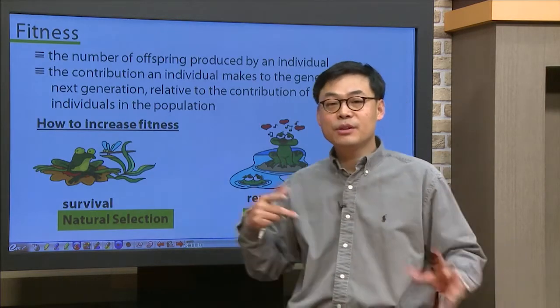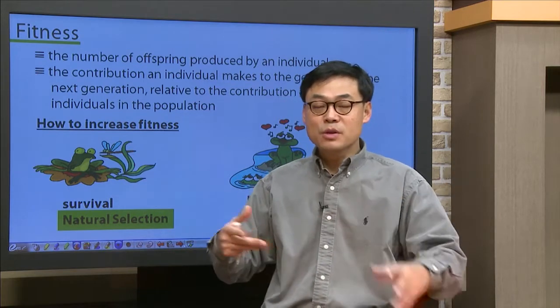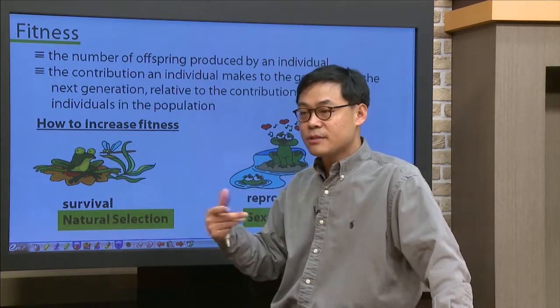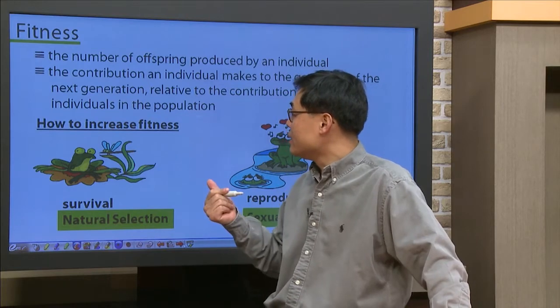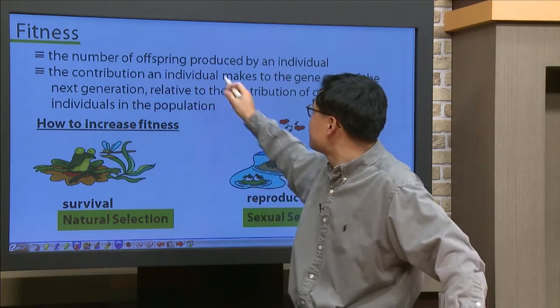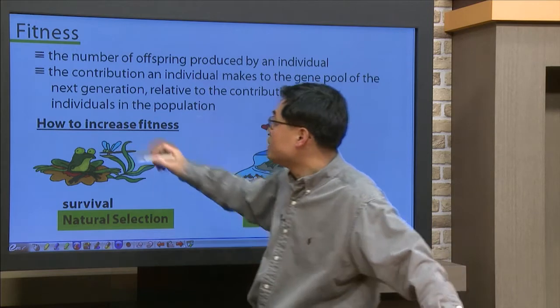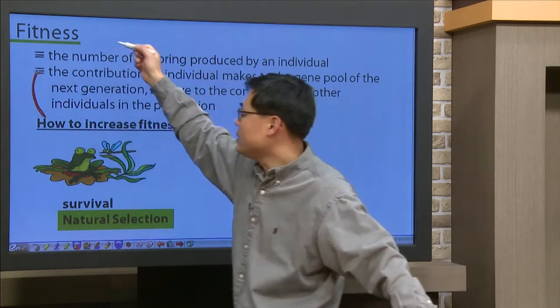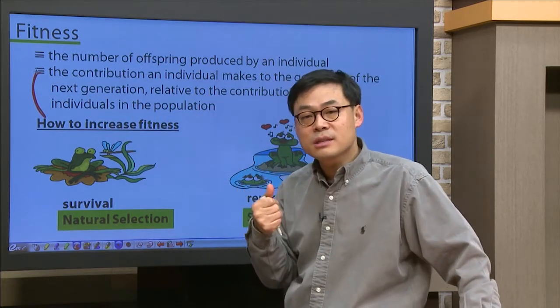And why do animals do most of their behaviors? They do this to increase their fitness. And fitness is the number of offspring produced by an individual. This is a more precise definition of fitness. And how do you increase fitness?